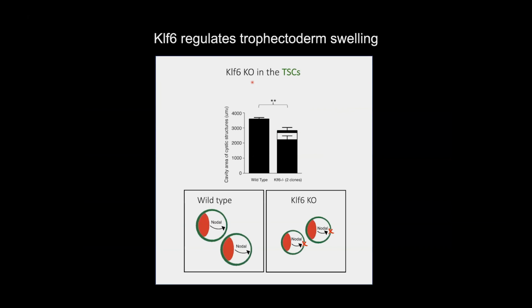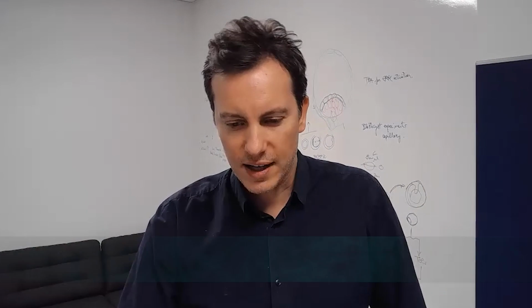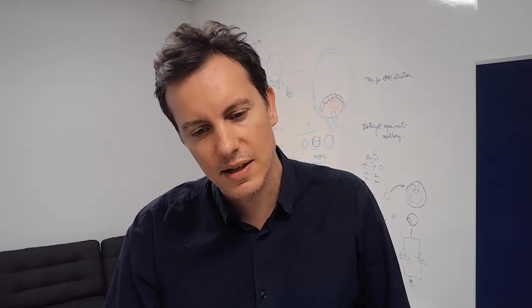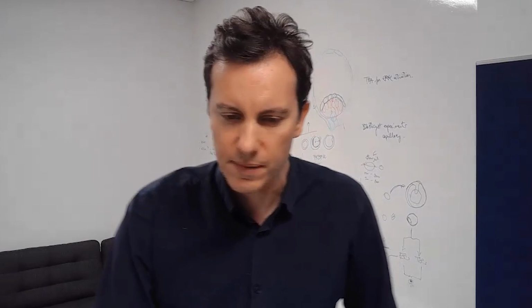So what we can do now is to do a KLF6 knockout only in the trophoblast stem cells, and then we can form the blastoids. And what we see is that we phenocopy the phenotype where the size of the cavity is decreased. These are two different clones. So this is coming to this idea that we have nodal that is being secreted by the epiblast, and that this is regulating the epithelial development of the trophoblast, and that this development is partly regulated by KLF6.